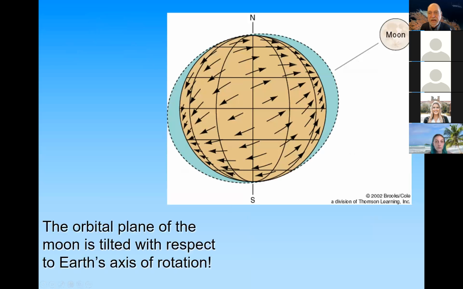But if we take a side view of this, we have to remember that the moon's orbit is displaced. So the moon is not orbiting with respect to the north and south, the rotational axis of Earth's location. The moon is at an angle to that, and so that angle is like this. So that's going to produce a difference in the bulge from north to south. The orbital plane of the moon is tilted with respect to the Earth's axis of rotation.